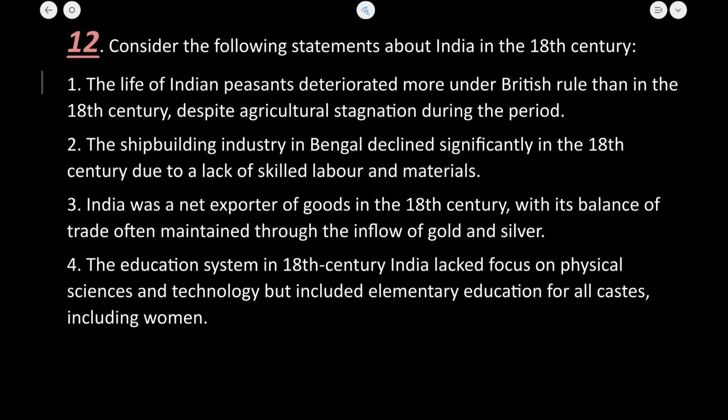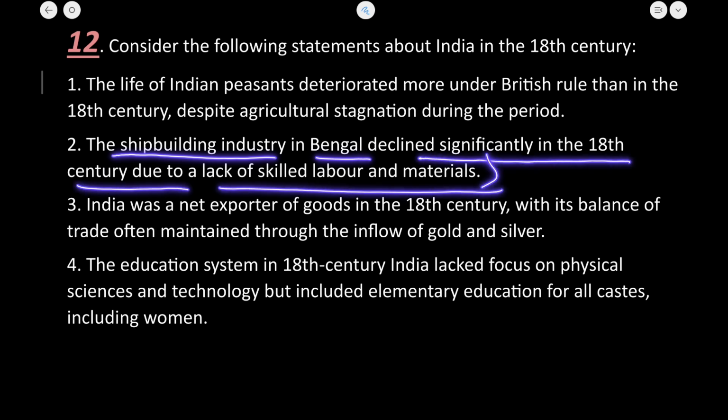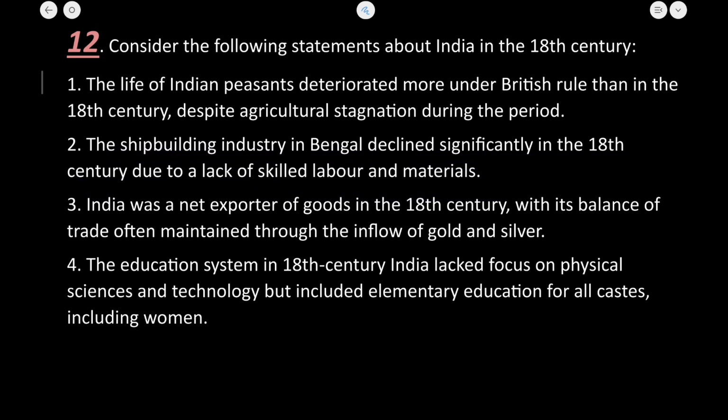Next is: the shipbuilding industry in Bengal declined significantly in the 18th century due to lack of skilled labor and materials. Now, 18th century में नहीं हुआ था ये, डिक्लाइन तो हुआ था, but it declined when the Europeans came. ठीक है, it declined during the British era के डोमिनेंस के टाइम पे, 1900s के टाइम पे हुआ था ये. Second statement is wrong.